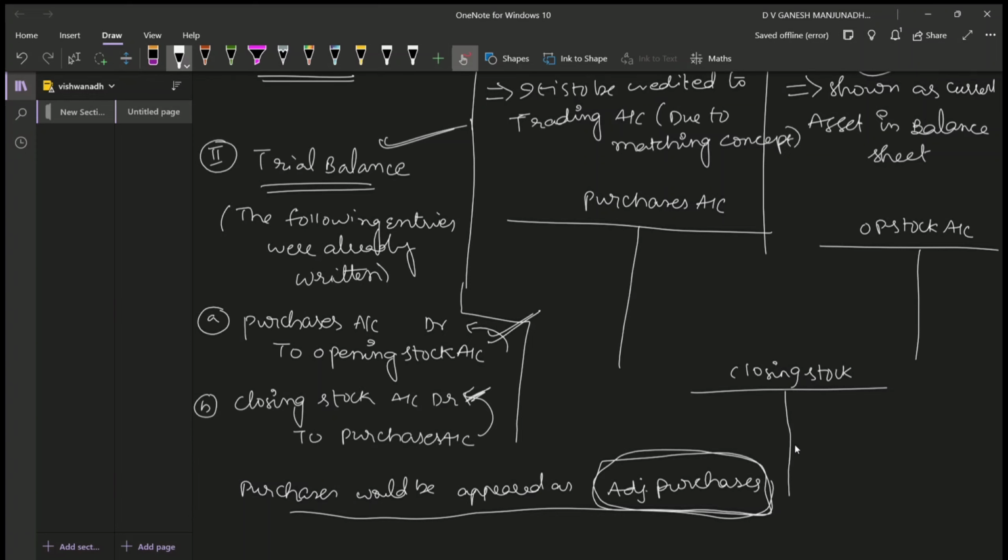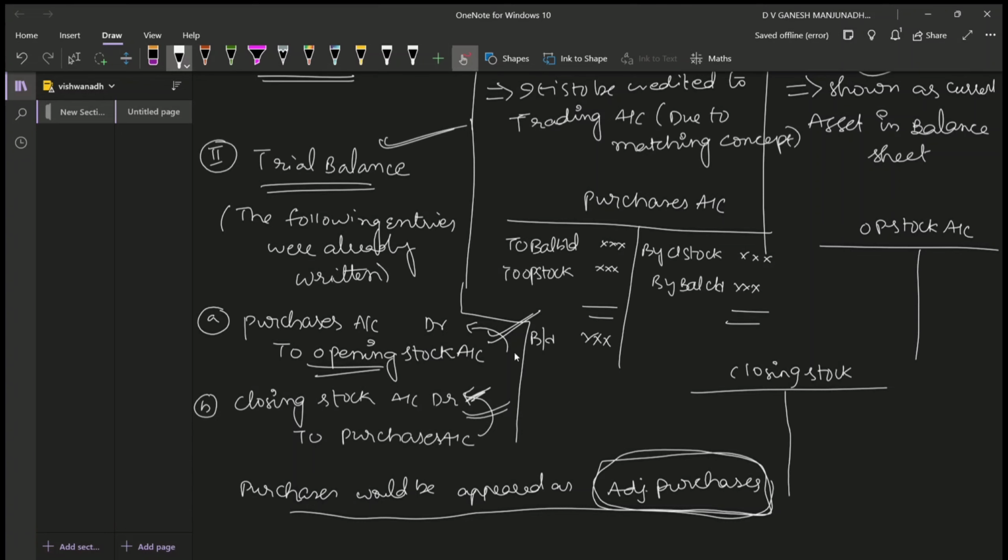Let us see. Purchases would already have a balance, to balance brought down. When we incorporate the first entry, that would be to opening stock, and when we incorporate the second entry, that would be by closing stock, and the remaining balance would be by balance carried on. So the total would be written and the balance brought down would be written here.